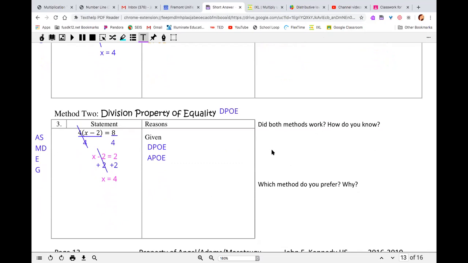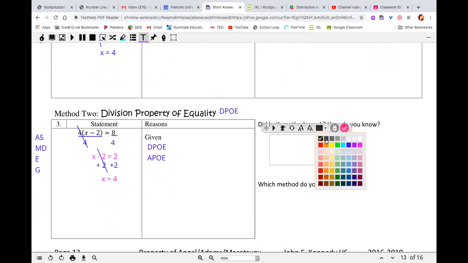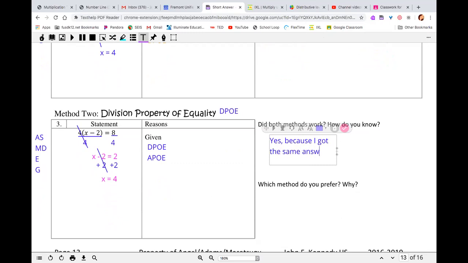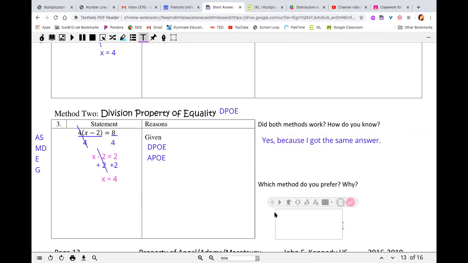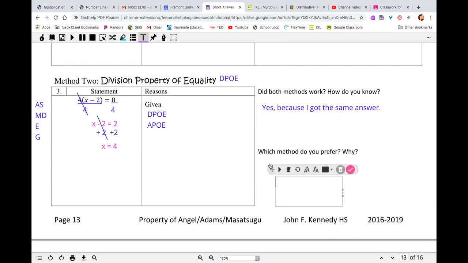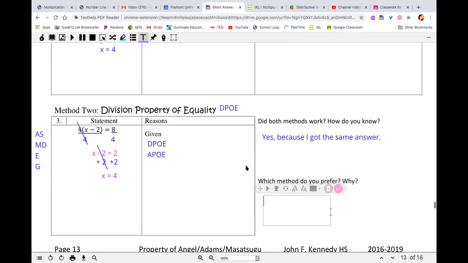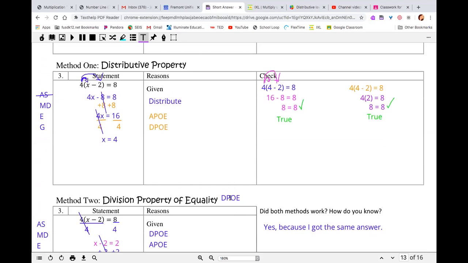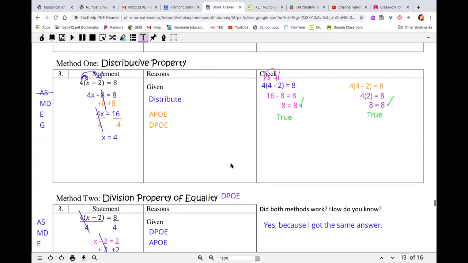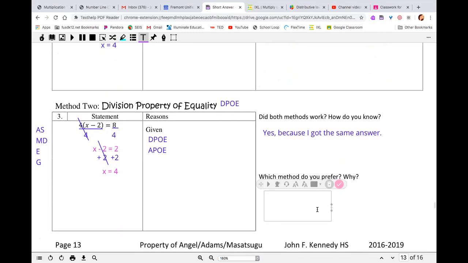So did both methods work? Yes. Okay, and how do you know that? Because they got the same answer, right? Yeah, so it's an agreement. And then here is where you write which method you prefer, okay? So either you're going to write you like DPOE or you can write distributive property. Which way do you like better and why?